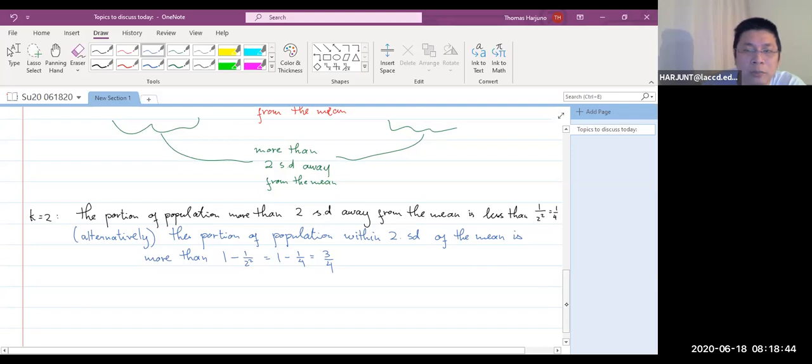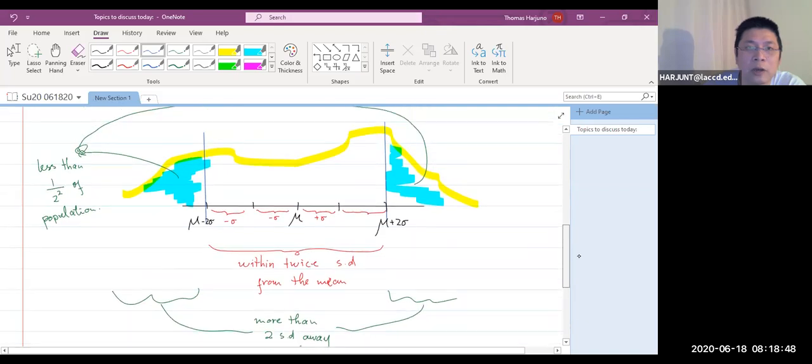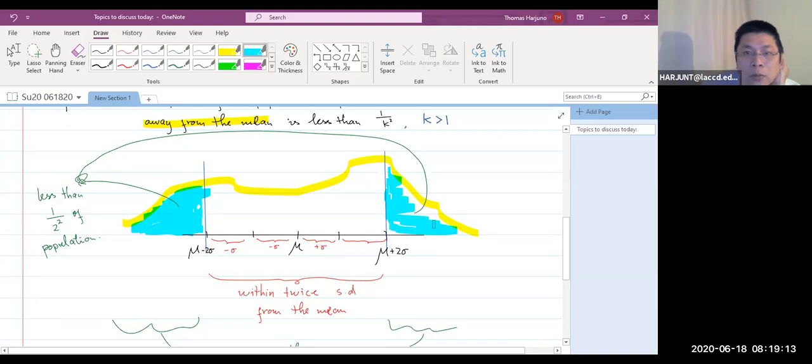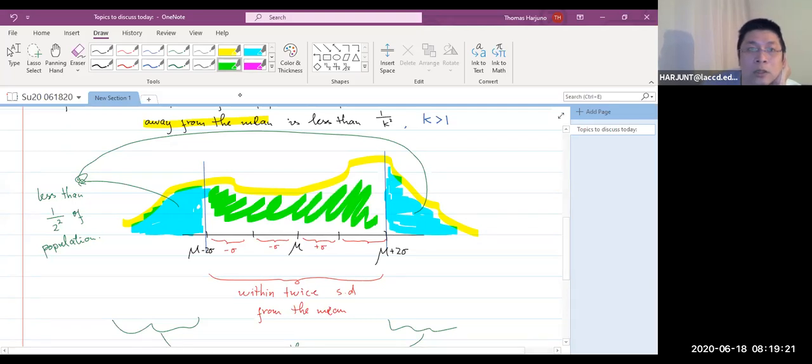Let's go back to this picture. Maybe the picture will help us to see the more concrete information. Now it says that according to Chebyshev, this blue part here, if I combine, is less than 1/4 of all the data. Now, if this is less than 1/4, then the one inside must be more than 3/4. That's more than 1 minus 1/4 of the population.